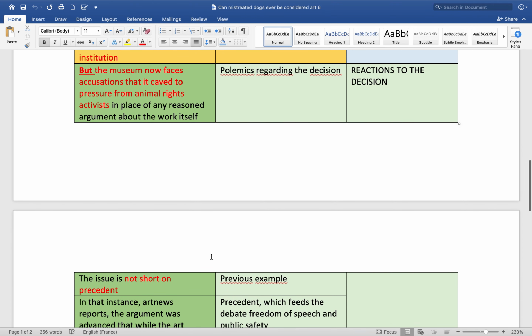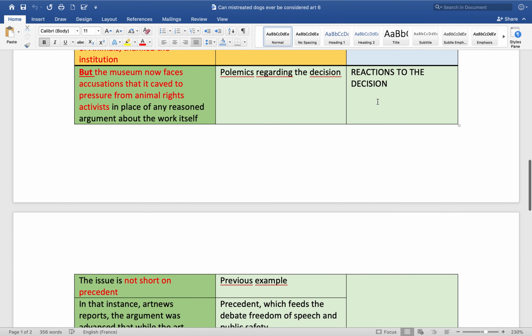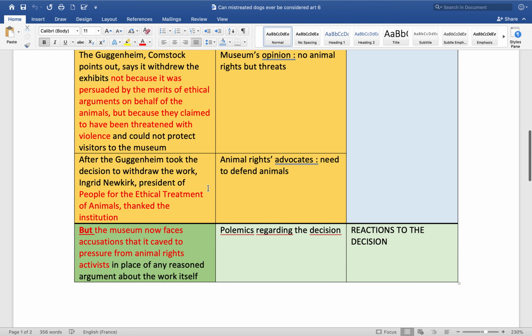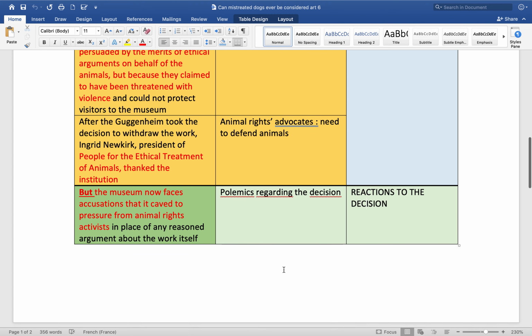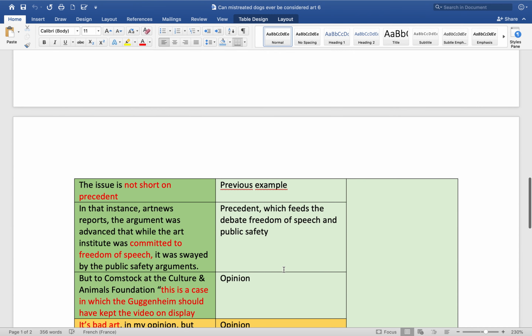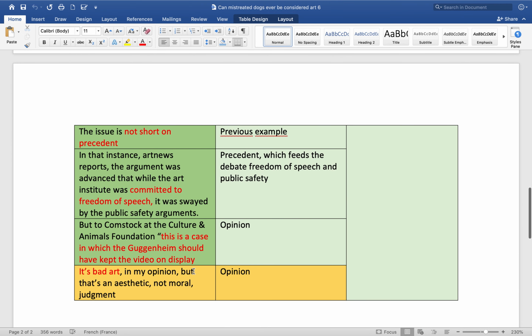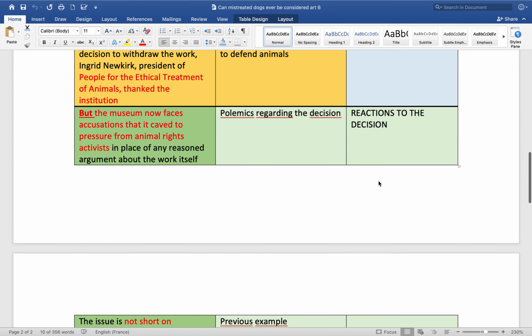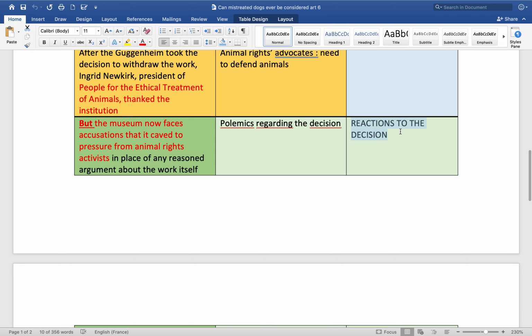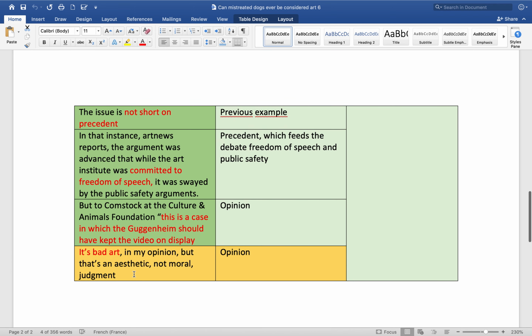And then in the last bit in green, which I called reactions to the decisions, I thought actually those two reactions could fit into my green part. So I'm gonna keep that in mind and do the same thing, because in this green part I noticed that the very last part is about the opinion on what is art. It's not so much about the reactions to the decision here. It's more about what is art, what is aesthetic, what is moral, what is not moral, the judgment, whatever.